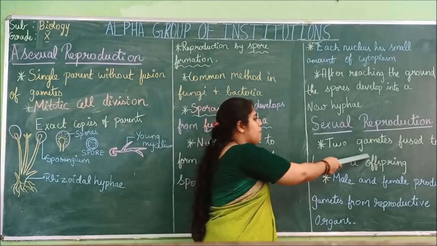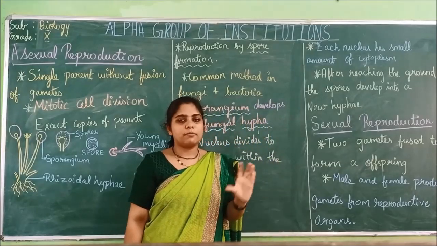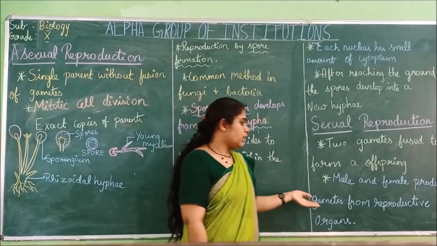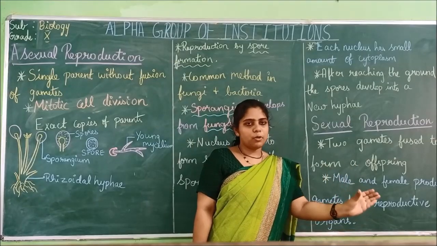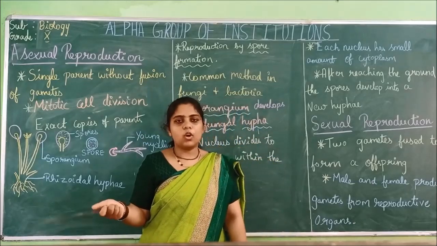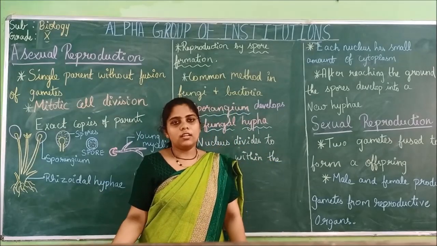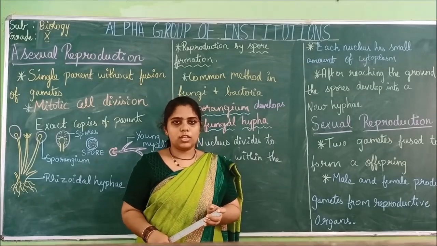And next is sexual reproduction. Two gametes are fused to form an offspring. The male and female gametes fuse to form an offspring. The male reproductive organ will produce male gametes, and the female reproductive organ will give the female gamete, and they fuse in sexual reproduction.